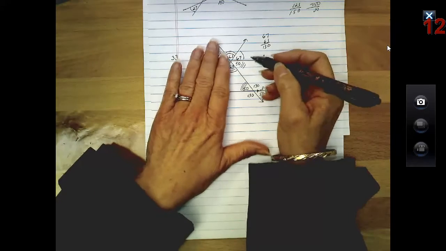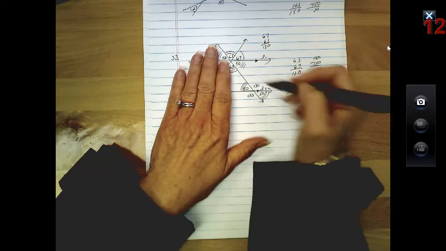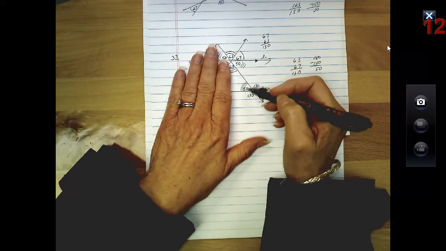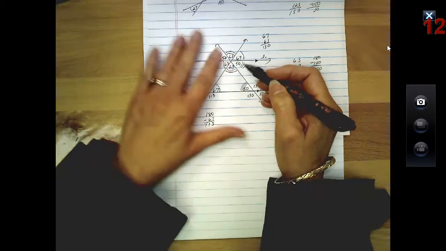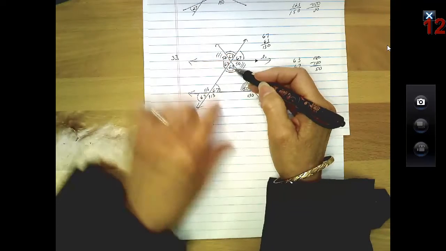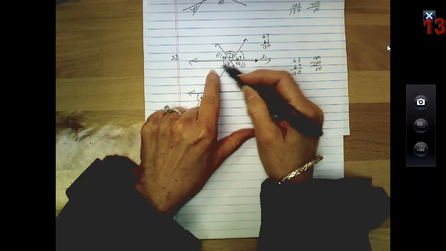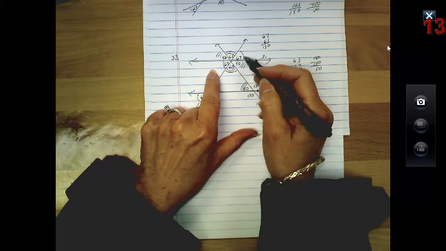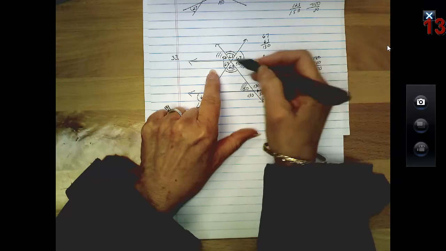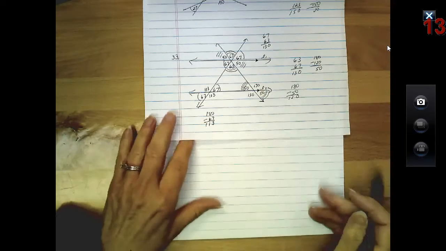All right, over this one, you've got parallel lines and a transversal, so that's 50, then that's 50. And then if you have 50 and 63, add those together, subtract from 180, and you get 67. And then those are the same because they're vertical, and these are the same, and those are the same. Okay.